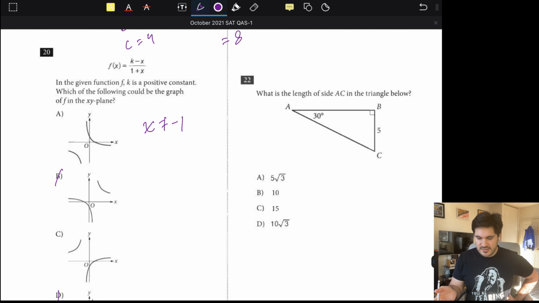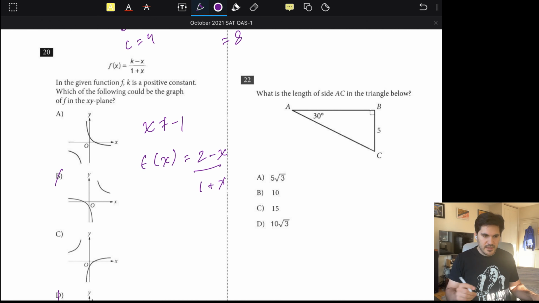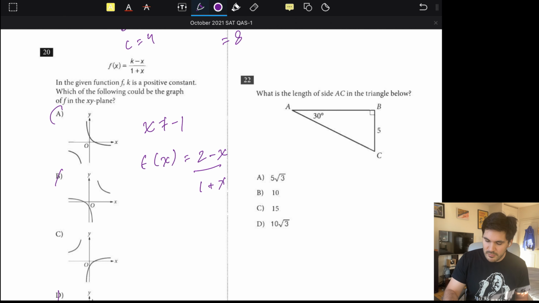They said k is a constant, so just pick a value for k, avoiding 0 and 1, something like 2. So your equation could look something like f of x equals 2 minus x over 1 plus x. And then just put it into your calculator: 2 minus x divided by 1 plus x, graph. Then you could zoom in on the graph, and you're going to see that your graph looks a lot like answer choice A. So A would be the answer.